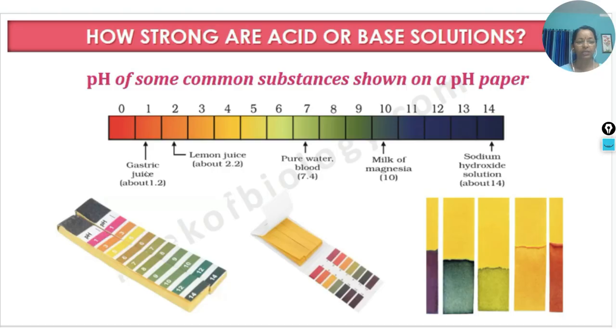And see, it is showing here gastric juice is a strong acid, lemon juice acid, pure water it is 7, and see the pH of blood is 7.4, means slightly basic. Then milk of magnesia, we'll study about this. It is an antacid which has a basic nature. Then sodium hydroxide, which has pH 14.